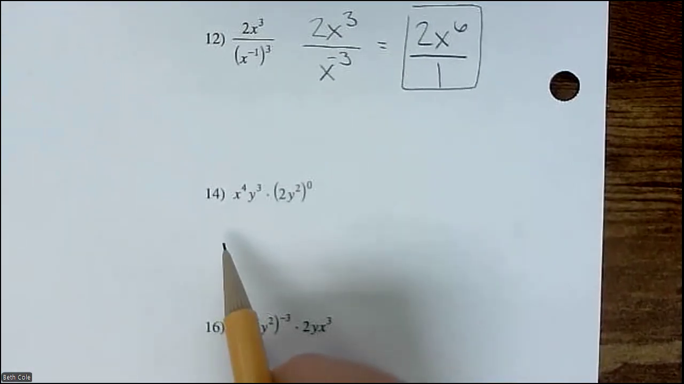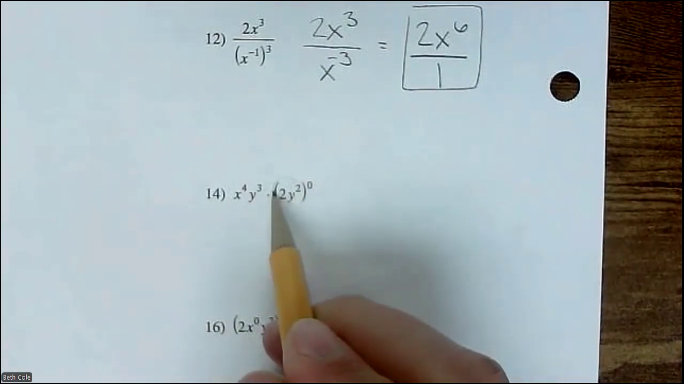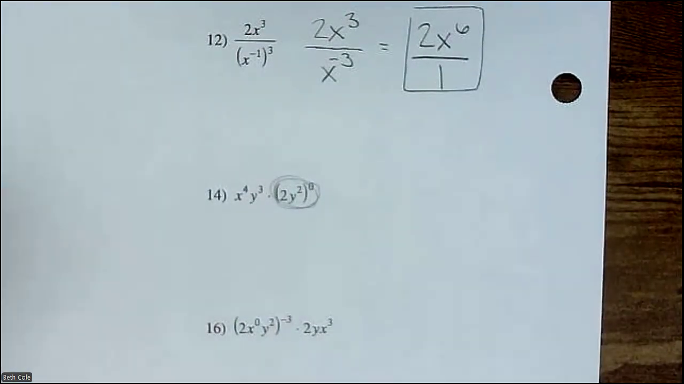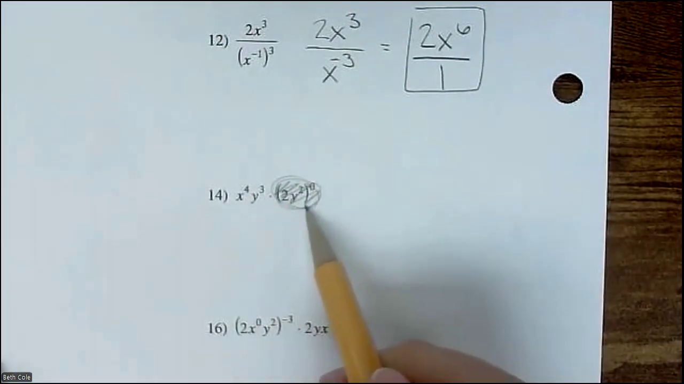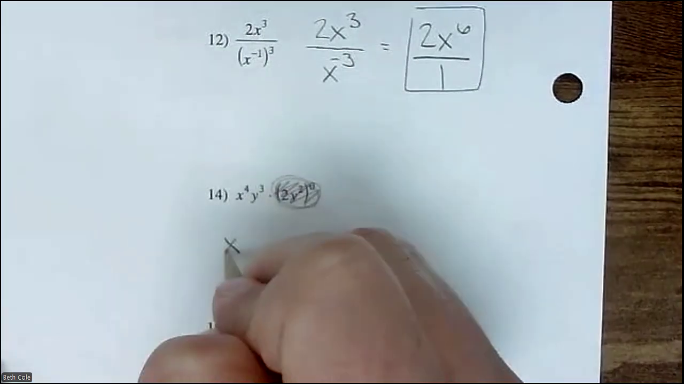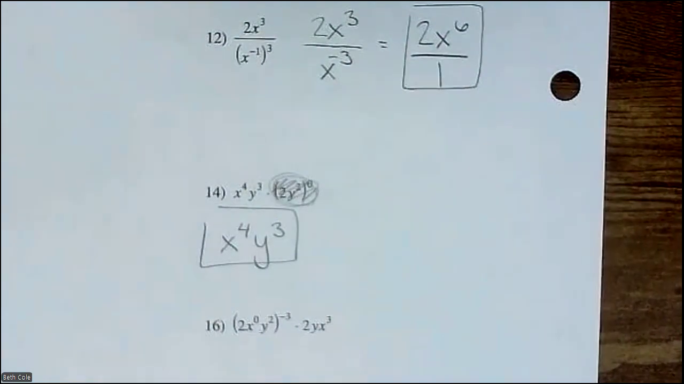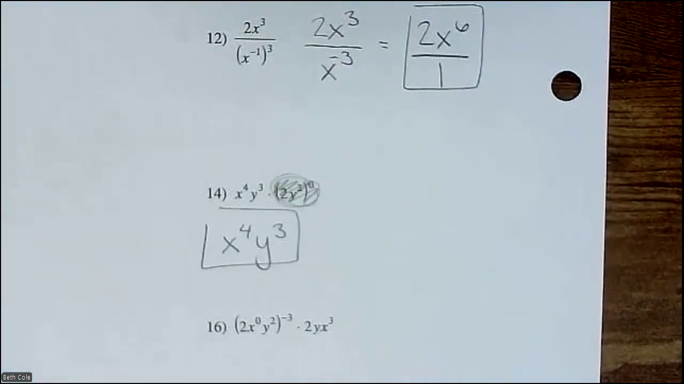This is probably the easiest one on here. What is anything to the 0 power? 1. Which means it essentially goes away. And so your answer is x to the 4th, y to the 3rd. Just remember the only part that equals 1 is the part that has the 0. The rest of it's still there.